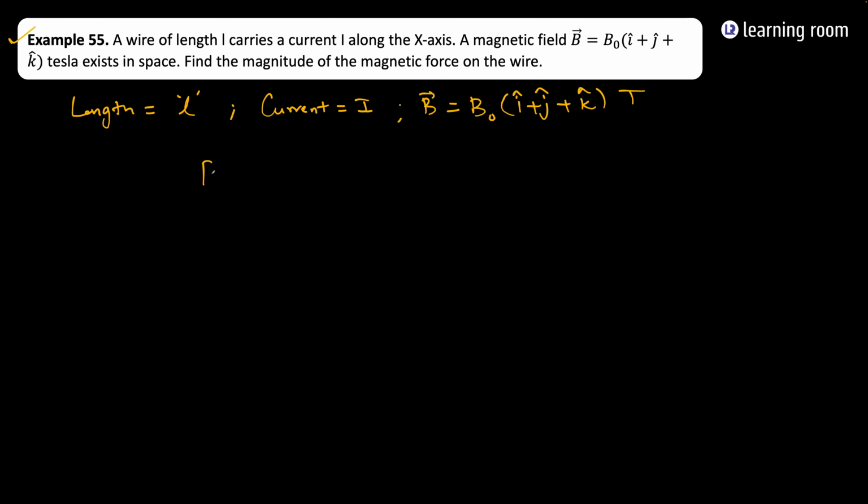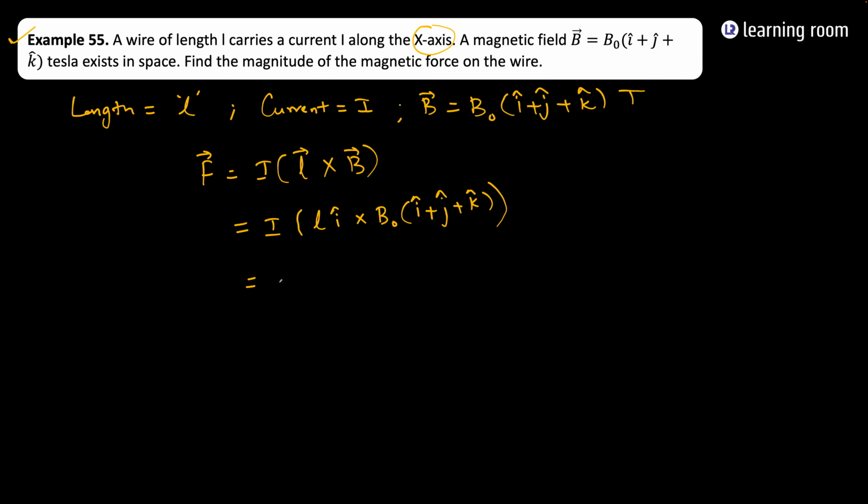So what is the formula for F vector? F vector is equal to I into L vector cross B vector. Am I right? So I into, what is the direction of L vector? X axis. So it is going to be L I cap cross B vector, which is B naught into I cap plus J cap plus K cap. You take out all the magnitudes. So B naught into I into L into I cap cross I cap is 0. I cap cross J cap is going to be K cap, plus I cap cross K cap is going to be minus J cap.